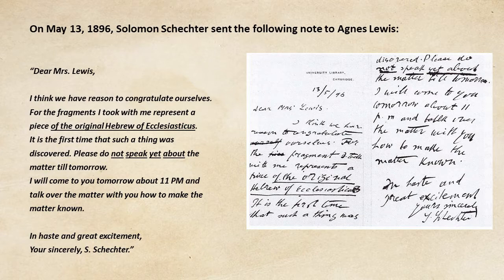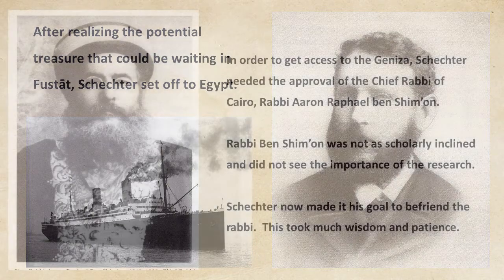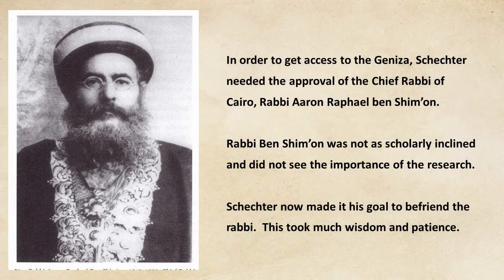So they realize there is a potential treasure. If we can find the solution to this, then there might be amazing stuff awaiting in that Geniza, in that big trove of garbage, which could be a hidden treasure. So he sets off to Egypt, of course not by train yet, but by ship. In order to get access to the Geniza, he needs permission from the chief rabbi of Cairo, Rabbi Aaron Raphael ben Shimon.